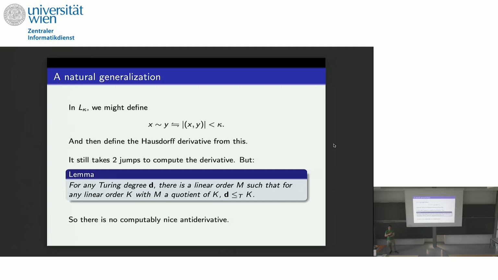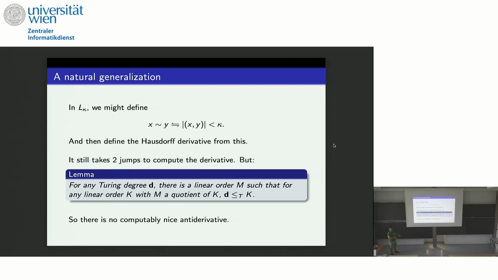So now I want to take Hausdorff derivatives and these antiderivatives and look at them in kappa computability theory. In normal countable computability theory, we defined the equivalence relation: two things are equivalent if there are finitely many points in between them. Now in kappa, the natural thing is to say that two points are equivalent if there are fewer than kappa many points. So that's my equivalence relation.